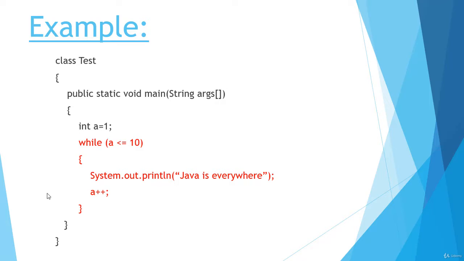Now it comes back to the condition and checks 2 is less than equal to 10. Yes, 2 is less than equal to 10. So it again comes in the body of the while loop and prints Java is everywhere on the screen. Now again it increments a by 1 and now the value of a becomes 3. It comes back to the condition and checks 3 is less than equal to 10. Yes, so it comes again inside the body of the while loop and prints Java is everywhere. And this process will continue. And when the value of a becomes 11, now 11 is not less than equal to 10, so the condition is false, so it breaks the loop and comes outside from the body of the loop.